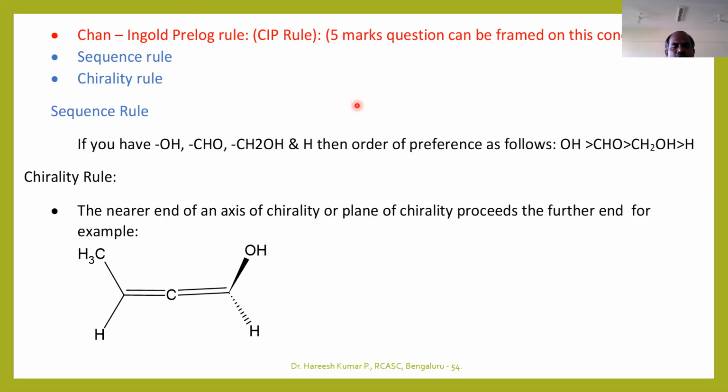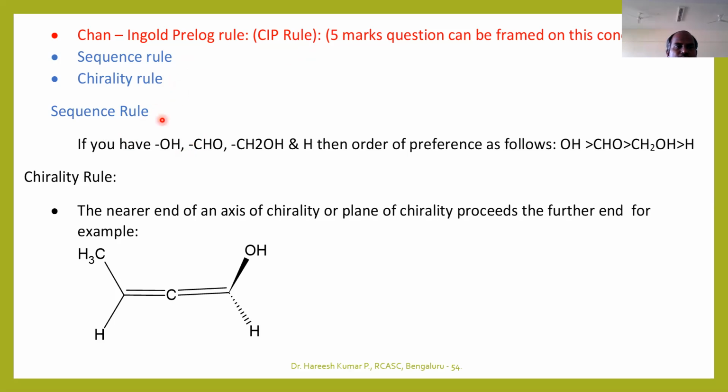In our last class regarding the D and L configuration of sugars, and today we will discuss the Cahn, Ingold, Prelog rules. This is also called the CIP rules. And based on these CIP rules, one can form a 5 marks question. If we are looking into the CIP rules, one is the sequence rule, another one is the chirality rule.